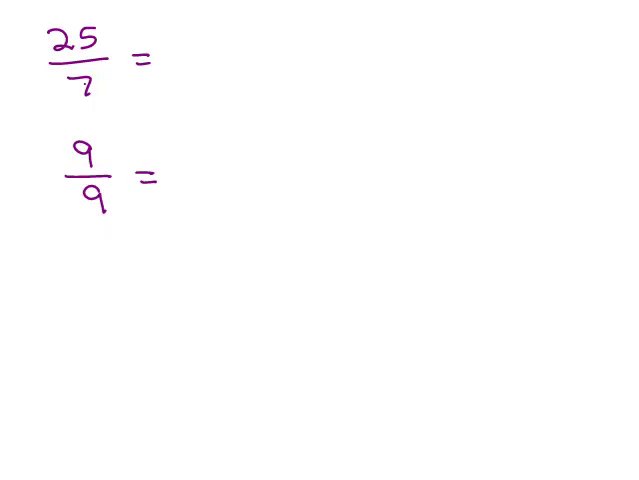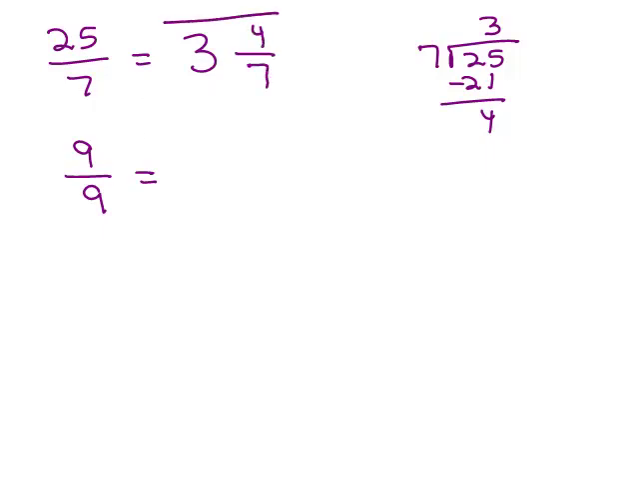Okay, let's do it. 25 divided by 7. Well, 7 goes into 25 3 times, right? Because if you went over here and needed to do this, that's okay. It goes in 3 times, and then I got a remainder of 4. The remainder is what goes in the numerator, and the denominator stays the same. So there's our answer, 3 4/7.